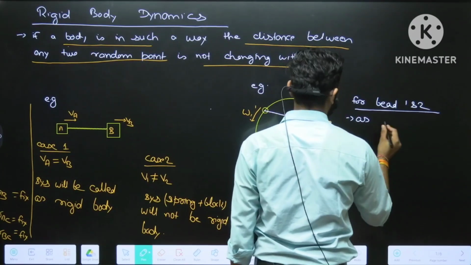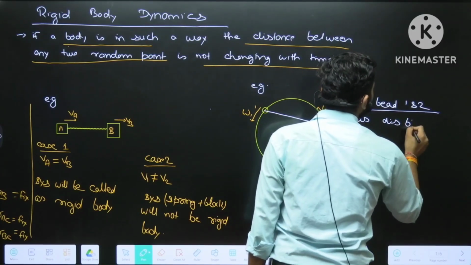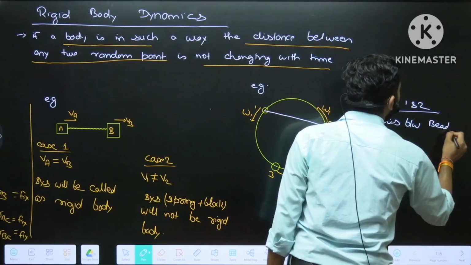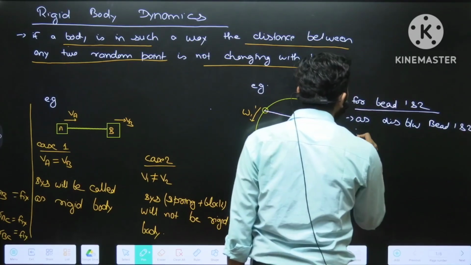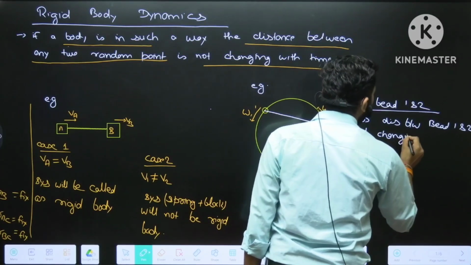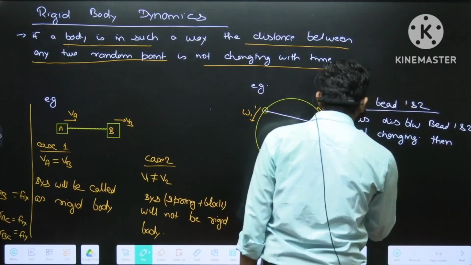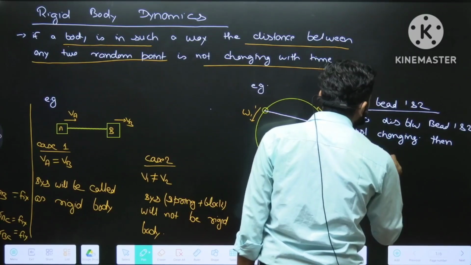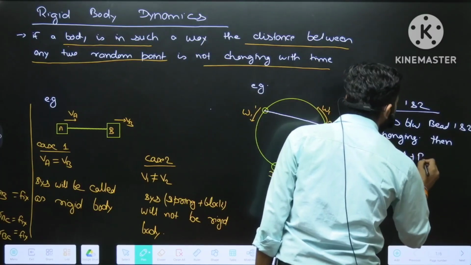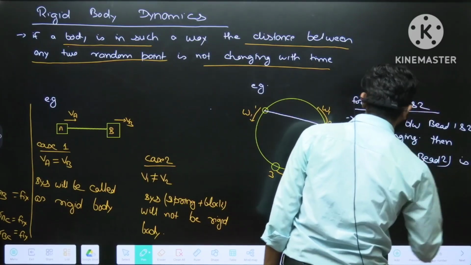As the distance between bead 1 and 2 is not changing, the system, that is bead 1 plus bead 2, is called a rigid body.